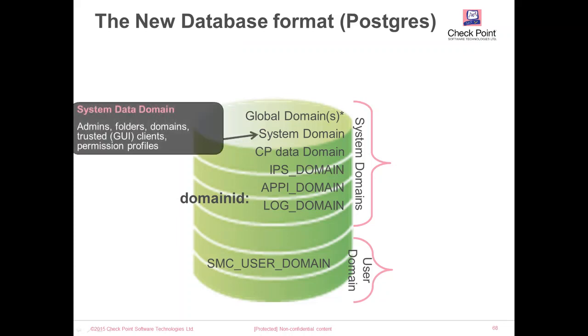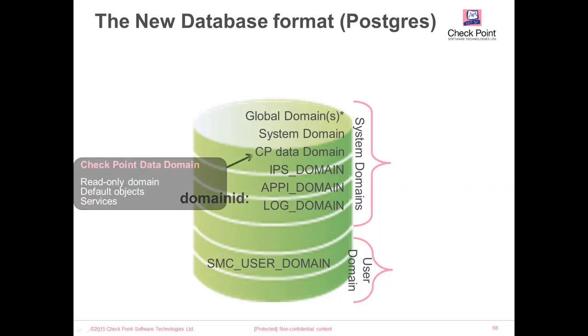The system domain is the database domain that contains admin users, trusted graphical user interface clients, permission profiles, and so on. So when using the API, for example, and you would like to create an admin user, you will notice that you need to log in to the system domain inside the Postgres database to do changes for your admin users, even though you're not using a multi-domain management server environment.